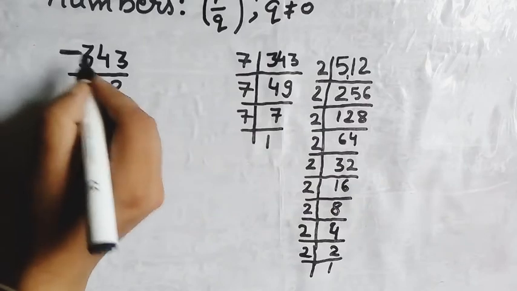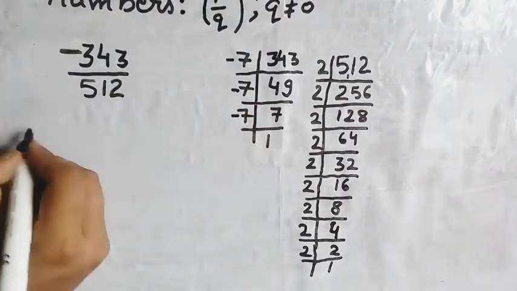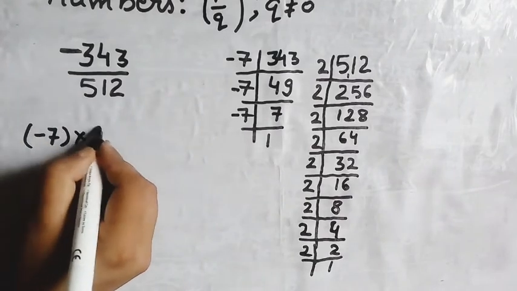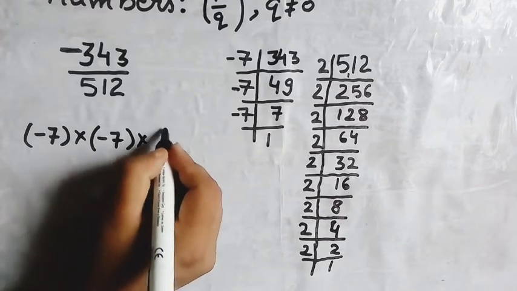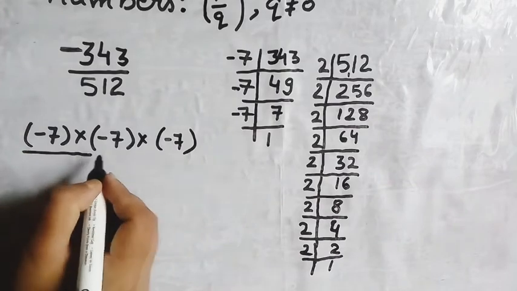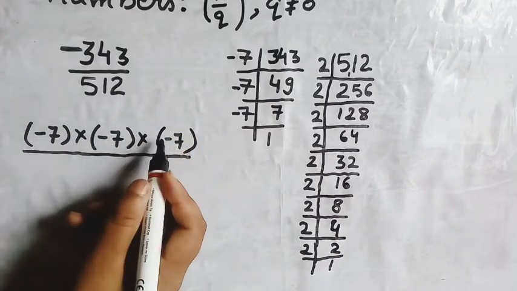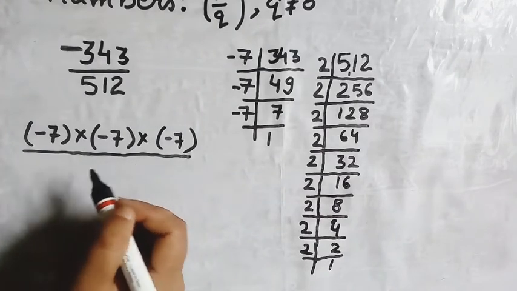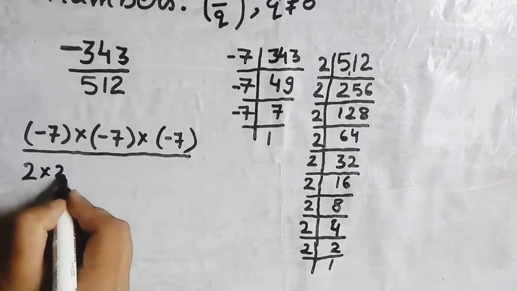So the factors of minus 343 will be minus 7 multiplied by minus 7 multiplied by minus 7. It's 3 times, so you can put the negative with the 7. Then the factors of 512 are 9 times 2. So 2 multiplied by 2 multiplied by 2.